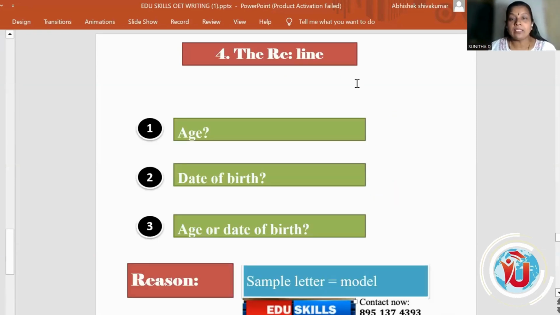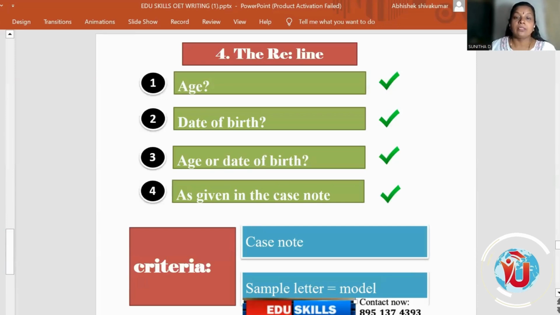Again, coming to the reference line, the fourth point: how to write the age, and whether we can write the date of birth, or how to use the date format. If the writing task gives both age and date of birth, how do we write the reference line? Can we mention both? Here also we can refer to the model letters given on the website, and choose according to that.